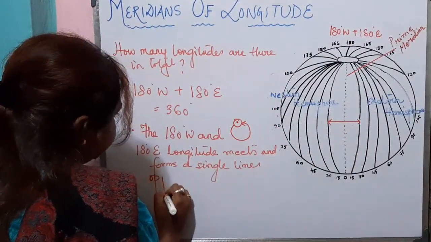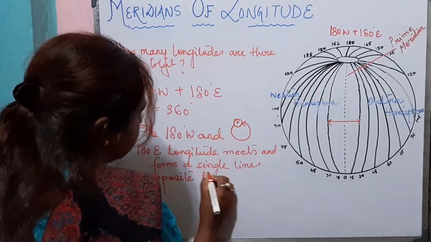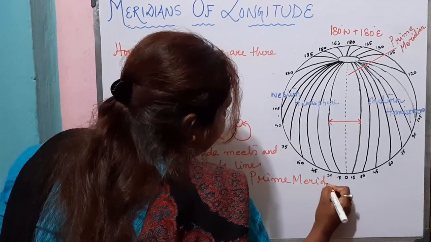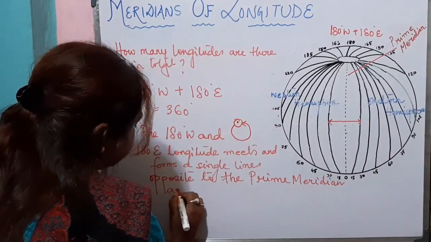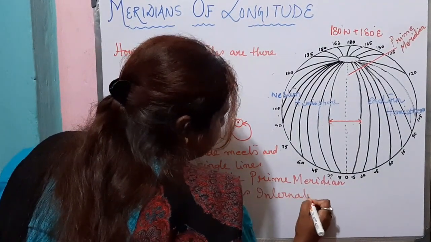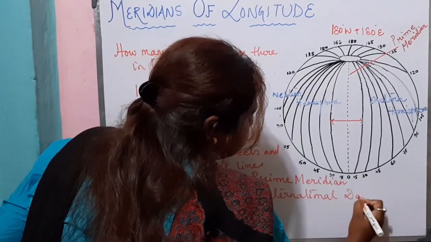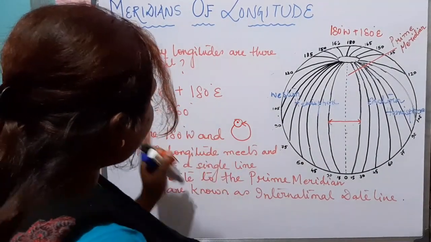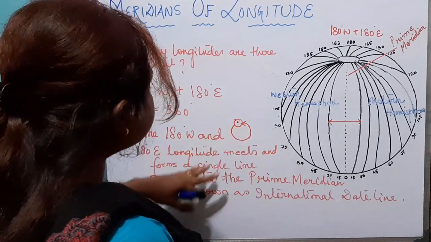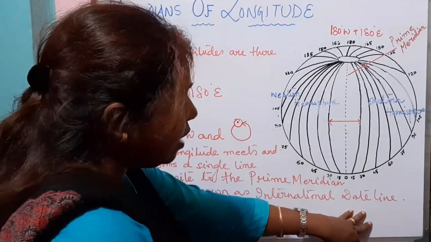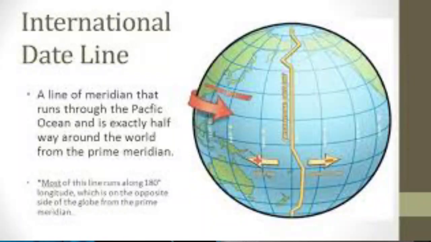So we can say opposite to the prime meridian. What are these called? International Dateline. So what is international dateline? The 180-degree west and 180-degree east longitude meets and forms a single line opposite to the prime meridian, and this is known as the international dateline. And as soon as we cross the international dateline, what will happen? There will be a change in the day and the date.